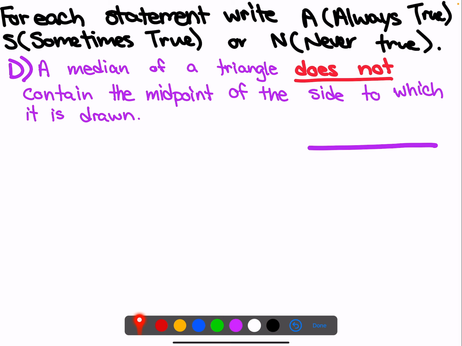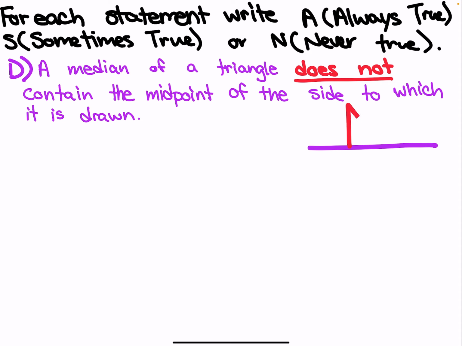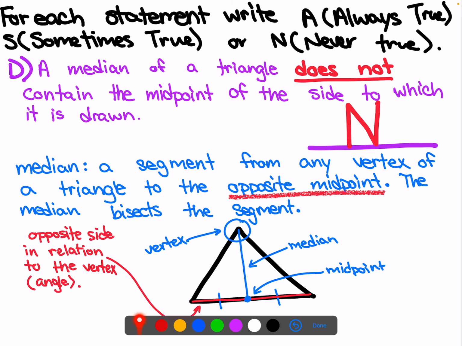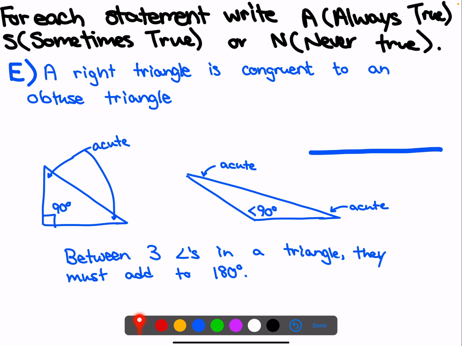All right, letter D. A median of a triangle does not contain the midpoint of the side to which it is drawn. Well, this is never true either, because the definition of a median is a segment drawn from any vertex of a triangle through the midpoint on the opposite side. So therefore, by definition, this is false. A median has to cross through the midpoint of the opposite side.